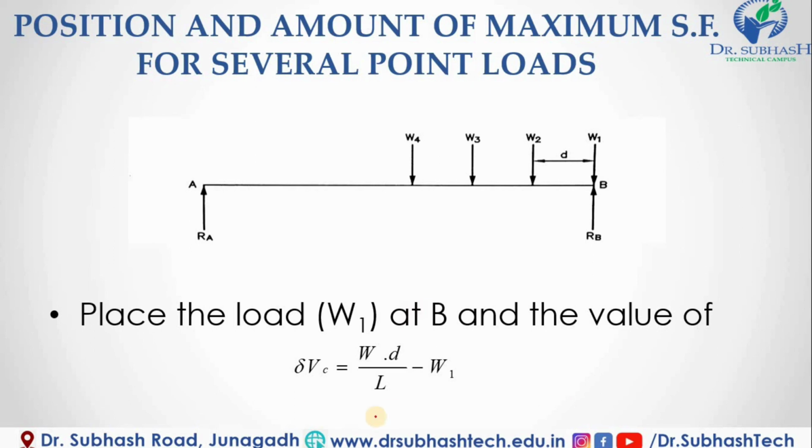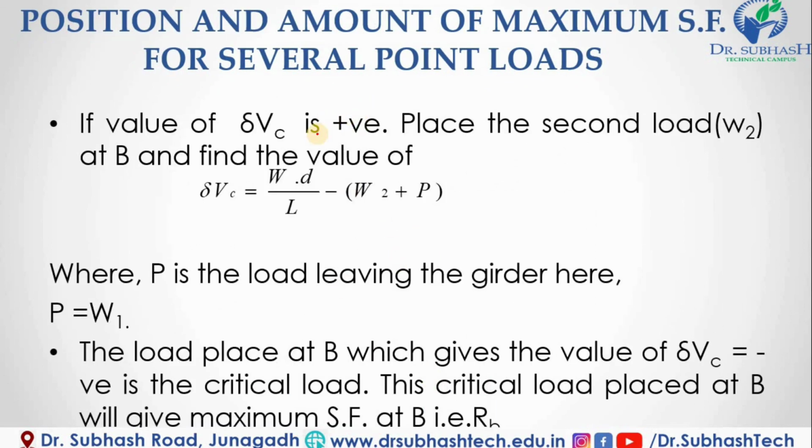You can see the position of W1. W1 should act at support B. D is the distance between W3, W3, W5. So this is the change in shear force, W into D divided by L, minus W1. If the value of delta Vc is positive, place the second load W2 at B and find the value. What is the change in shear force? W into D by L, constant, minus W2 plus P, where P is the load leaving the girder here.